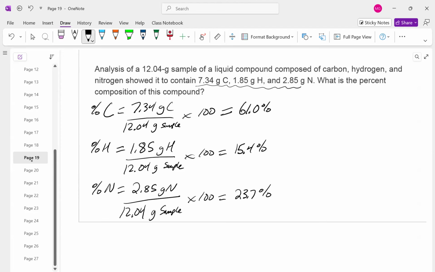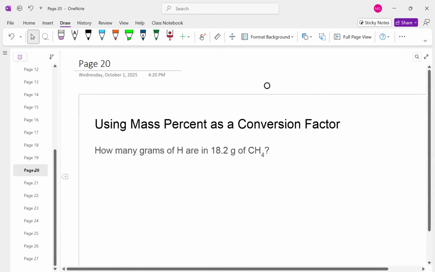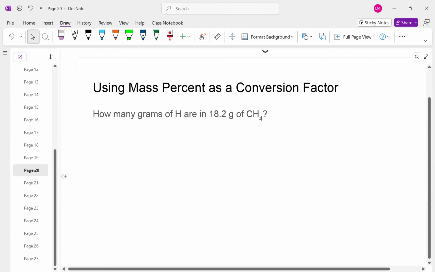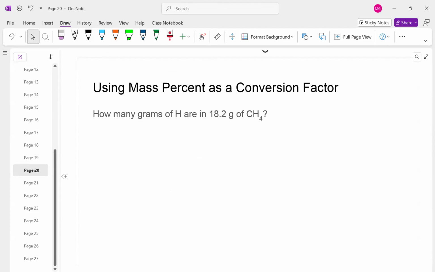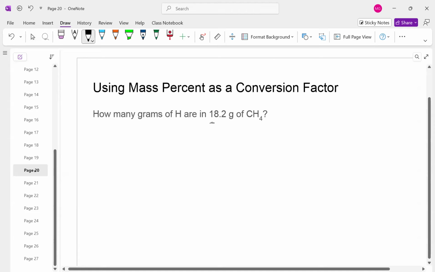And that comes out to 23.7%. Now, if I check my answer and I add all of that up, that gets really close to 100%. I think it's like a tenth of a percent off because of rounding. But that's a good way to check your answer, is to add up all the percentages, and it should add up to 100% or very, very close to it. Now, we can use these mass percentages as conversion factors. So in this problem, it's asking us how many grams of hydrogen are in 18.2 grams of CH4.